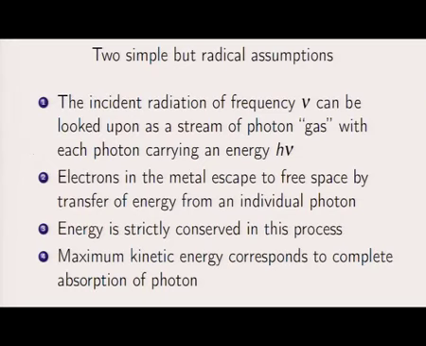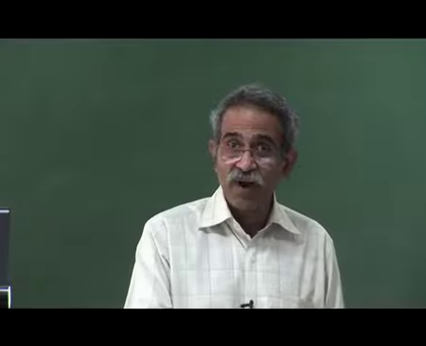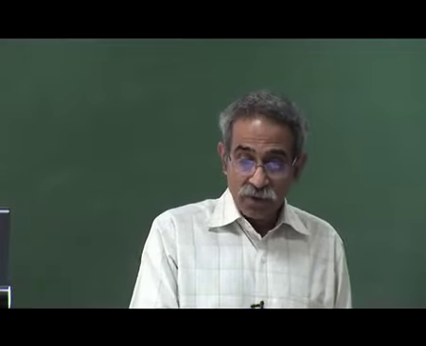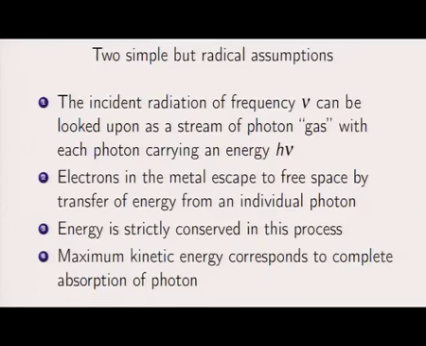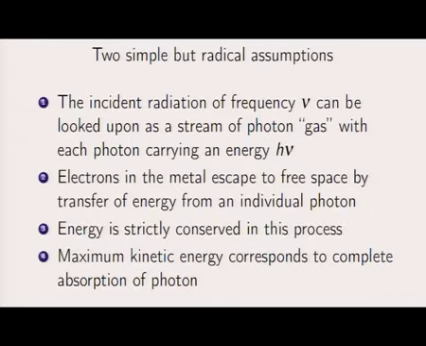The incident radiation of frequency nu can be looked upon as a stream of photon gas with each photon carrying an energy h nu. That is the Planck hypothesis. Now comes 2, 3, 4, which refer to what Einstein invoked, what Einstein postulated. We say that electrons in the metal escape to free space by transfer of energy from an individual photon. So what are we saying?